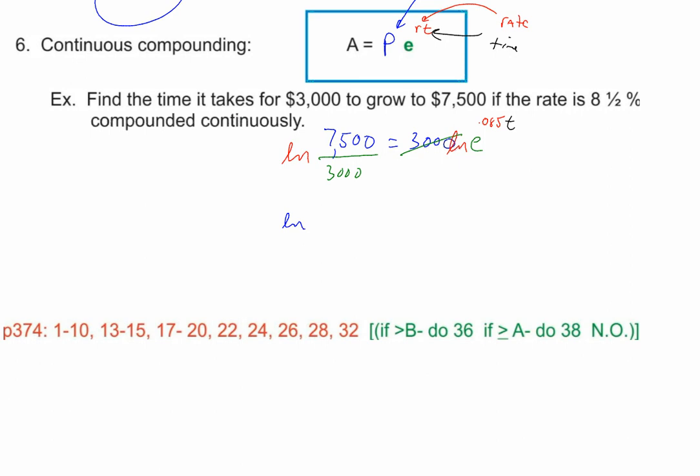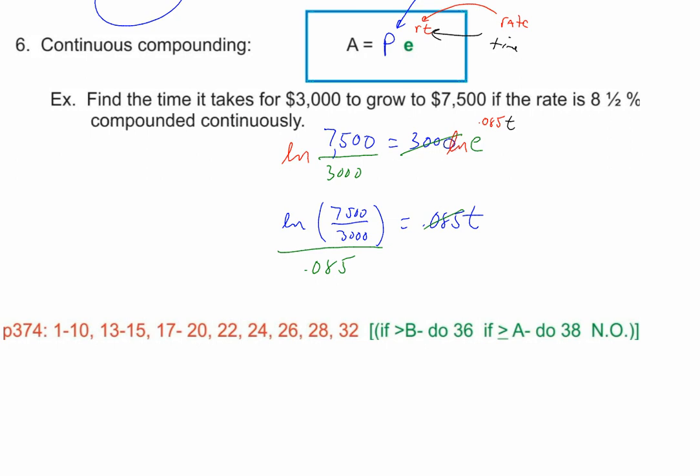Natural log of, and so again, what you have is, I'll use parentheses because it's clear what you're doing. Natural log of 7,500 divided by 3,000. That's just the button on your calculator. And then on the right, we have 0.085t. And you can see now it's easy to get the t, right? Just going to divide both sides by 0.085. So go ahead and see if you can run that on your calculator and get the correct answer.